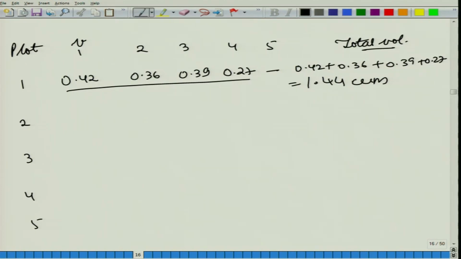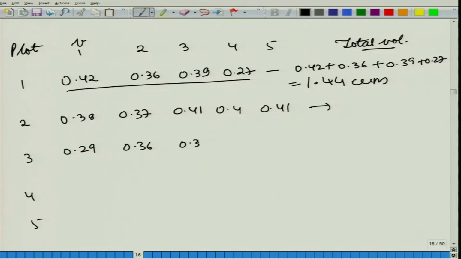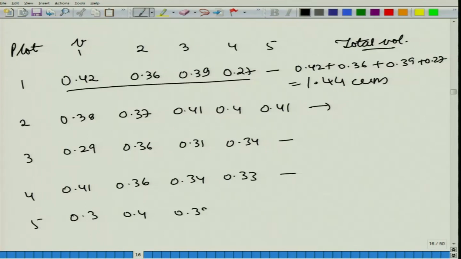Similarly, in the second plot we are given the volumes as 0.38, 0.37, 0.41, 0.4 and 0.41. The third one has 0.29, 0.36, 0.31, 0.34 and this does not have any value. Next we have 0.41, 0.36, 0.34, 0.33 and here we have 0.3, 0.4, 0.39, 0.27 and this does not have any value.